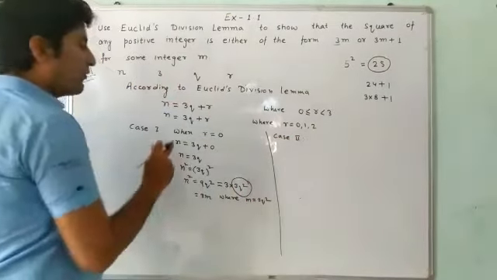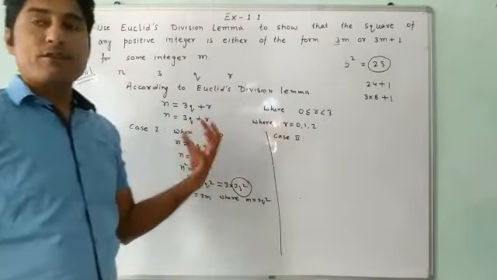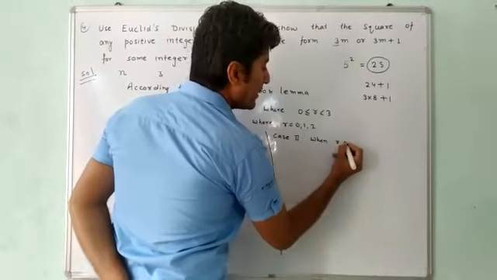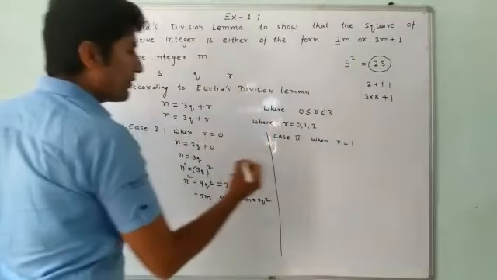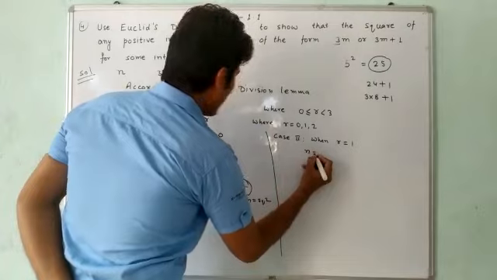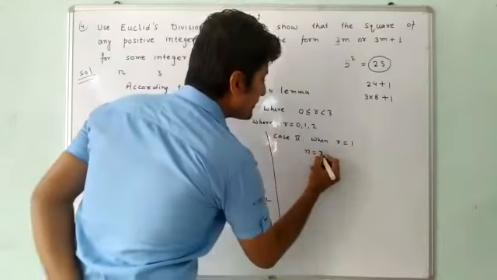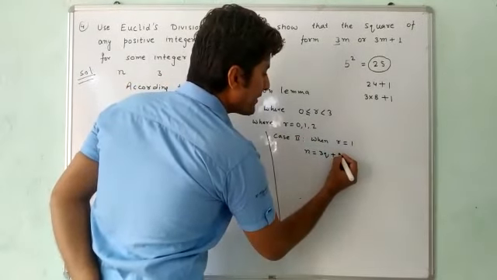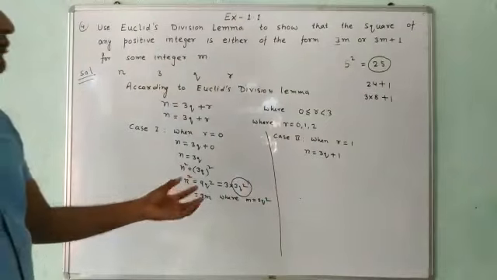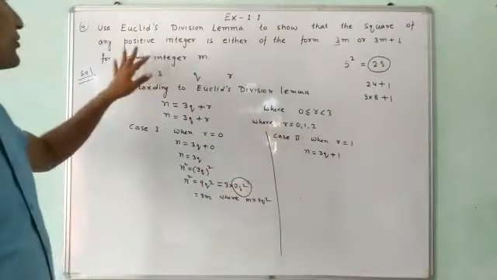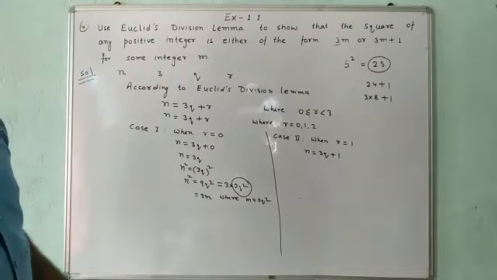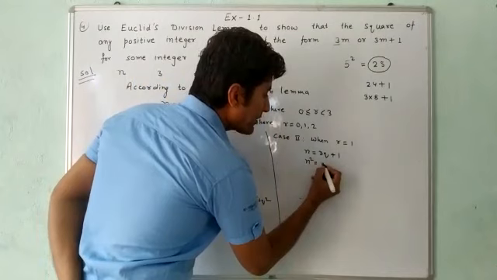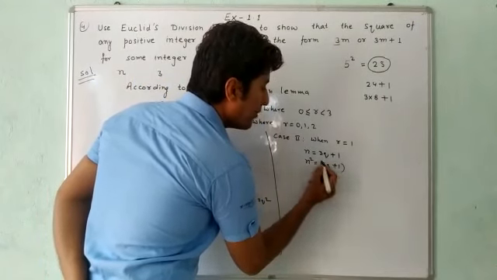Now we will take the second case, case 2. In case 1, we took r equals 0. In case 2, we take r equals 1. When r equals 1, then what will be the equation? n will be equal to 3q plus r. In place of r, we put 1. So we can write 3q plus 1. Now again we have to put the square of this, because in the question we have to prove it for the square of any positive integer. This is the integer n. Now we have to put the square. n square will be equal to 3q plus 1 whole square.